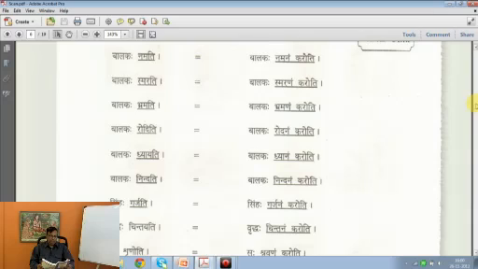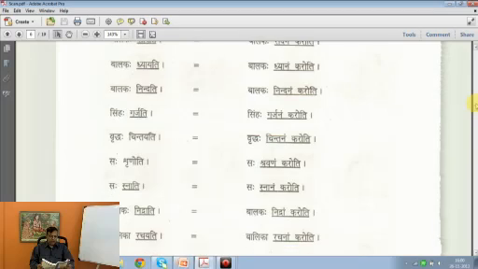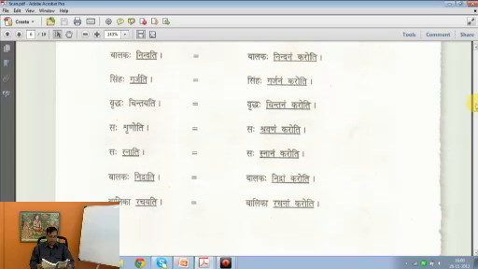Balakaha nindati, boy blames. Balakaha nindanam karoti. Simhaha garjati, simhaha garjanam karoti. Vruddhaha chintayati, vruddhaha chintanam karoti. Saha shrunoti, saha shravanam karoti, he listens, both meaning.